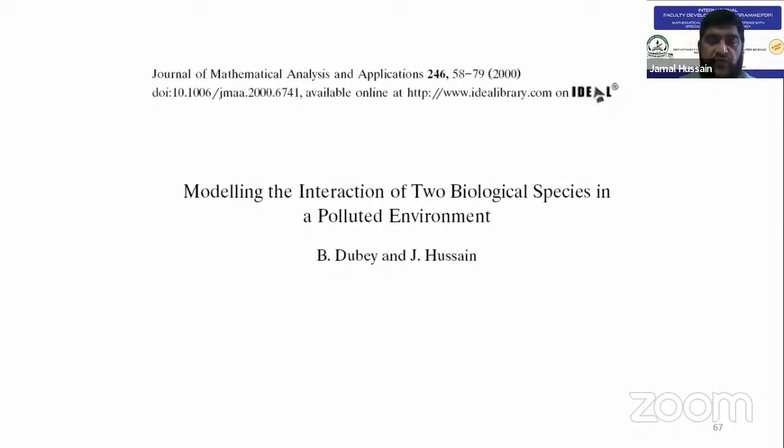So here's another model, modeling the interaction of two biological species in a polluted environment. Their interaction could be of different types, as we have seen in the initial basics that I discussed. There we have seen competition. So competition is one type of interaction among the species. Here we discuss various types of interaction, but in a polluted environment. So the effect of pollution is also there on the system.